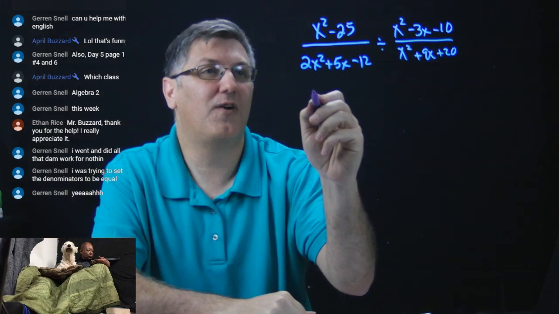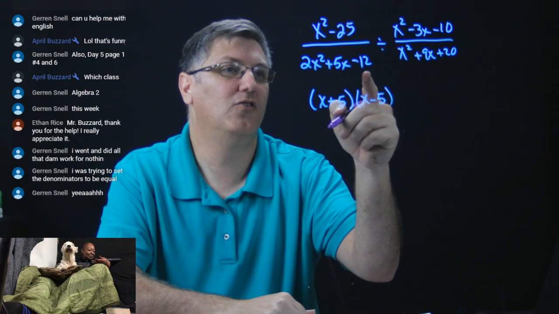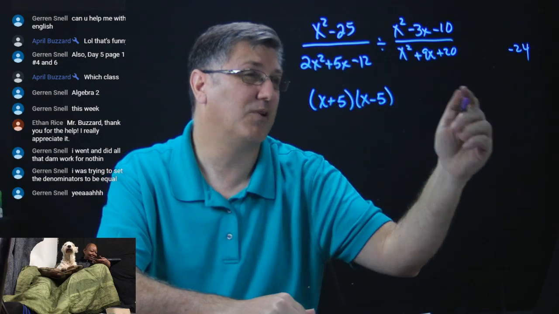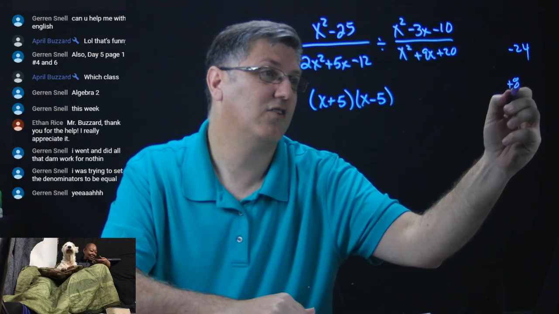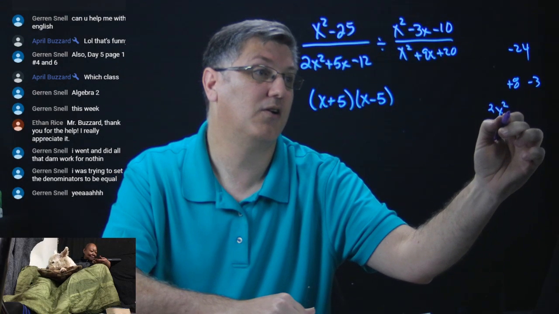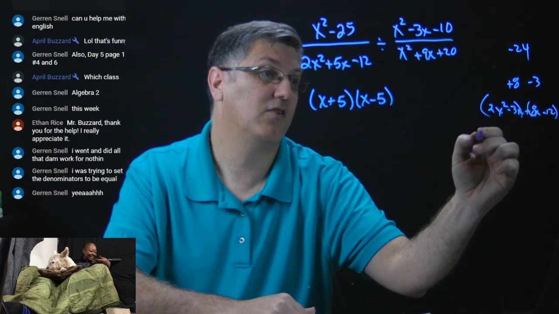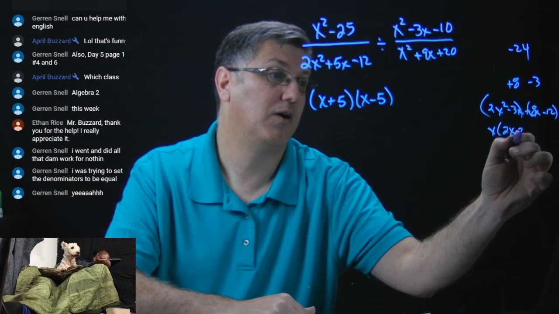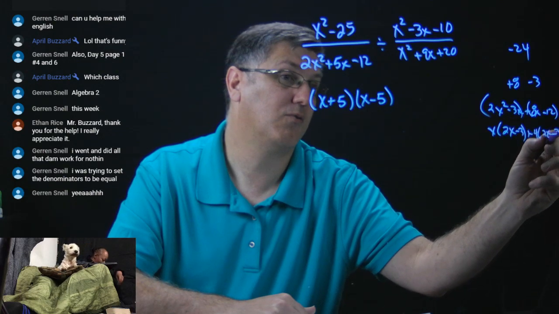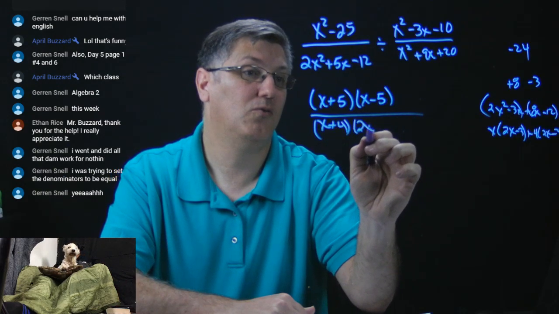All right, so my top here factors to x plus 5, x minus 5. The bottom here, let's say I've got 2 and negative 12s on negative 24. I'm looking for a 5, so that's going to be what? 8 and 3. So positive 8, negative 3, that gives me a negative 24 and a positive 5. So I'm going to do 2x squared minus 3x plus 8x minus 12. Group it. I have an x here. This gives me 2x minus 3. And I can take a 4 out, so plus 4, and that gives me 2x minus 3. So my bottom here factors to x plus 4, and then 2x minus 3.